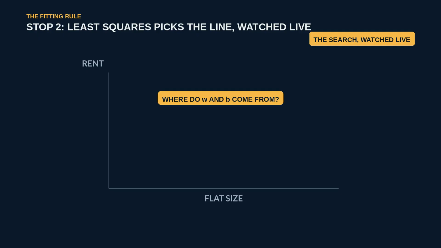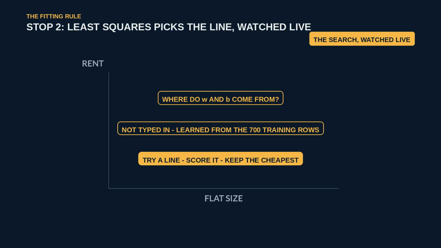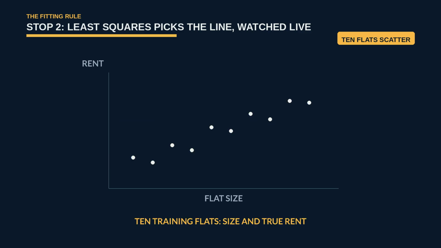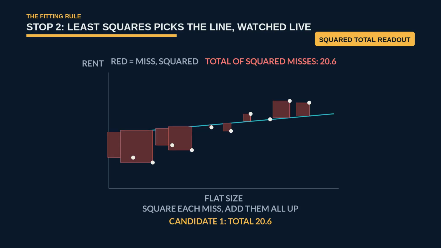Stop 2, where do the weights and the bias come from? Nobody types them in. The model learns them from the training flats, the 700 rows whose true rents are already known. Here is the learning, watched live on the simplest possible picture, 10 training flats plotted as size against rent. Pick any candidate line, any choice of weights and bias. For each flat, the gap between the line's guess and the true rent is that flat's miss. Square every miss. Each red square you see is literally a miss times itself, and add them into one total.